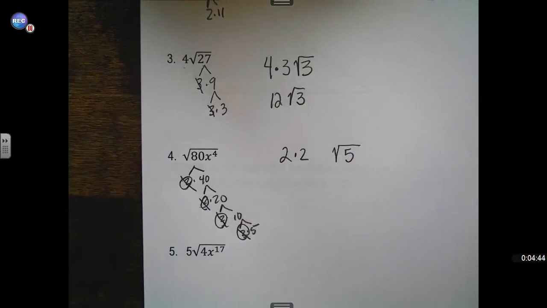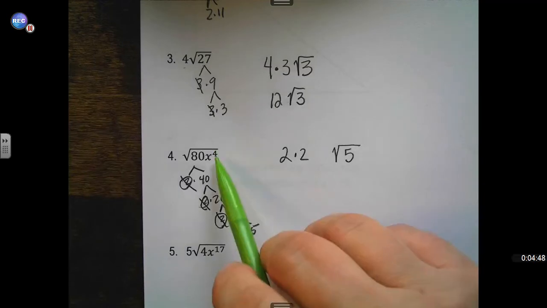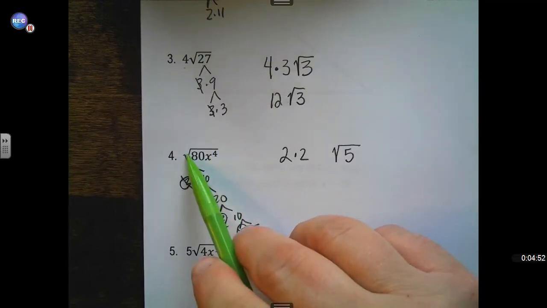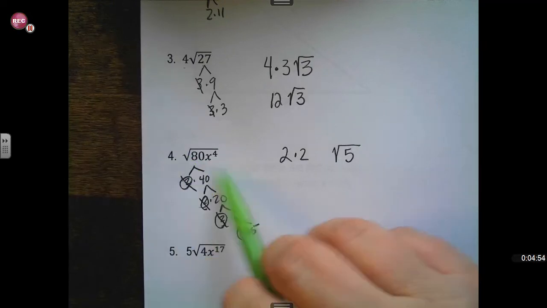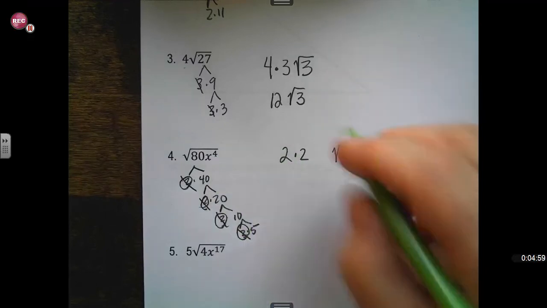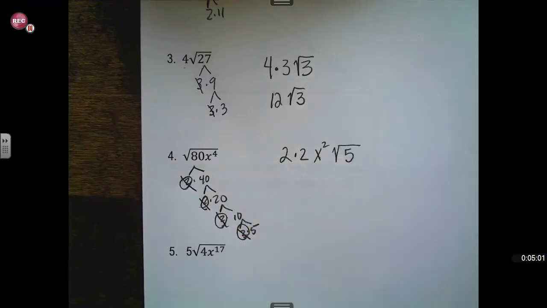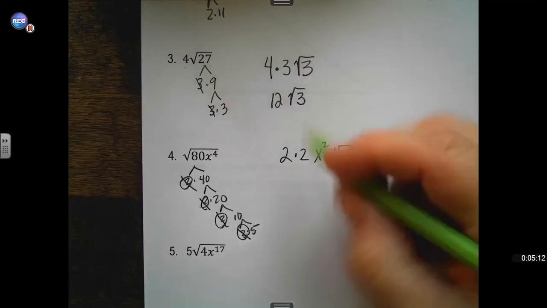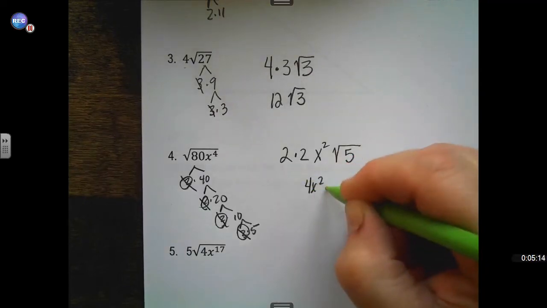All right, so here's the deal with that exponent on that 4. We do not take the square root of this. We actually, if our index here is 2, we just divide this by whatever the index is. So the square root of x to the 4th is x squared, not because the square root of 4 is 2, but because 4 divided by 2 is 2. Okay? So our overall answer is 4x squared times the square root of 5.